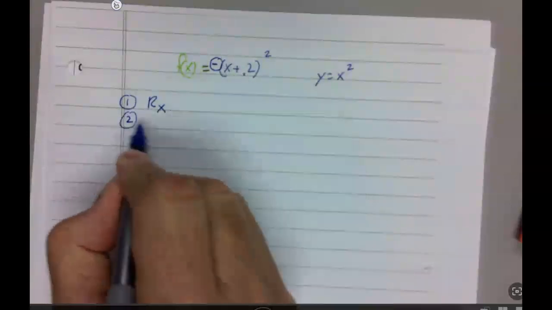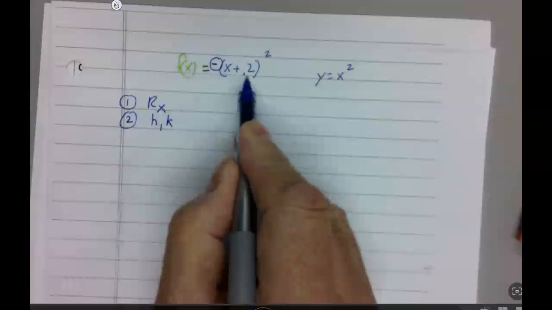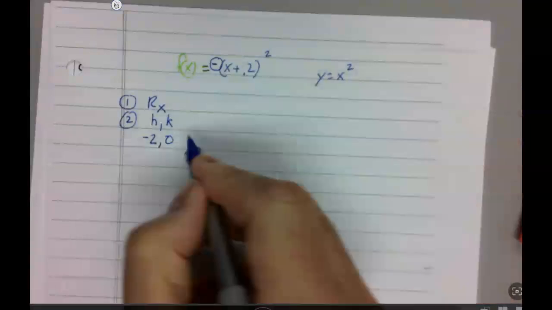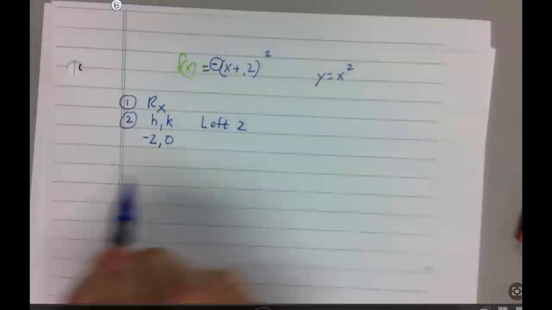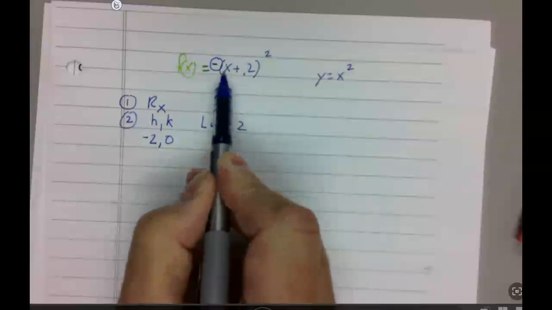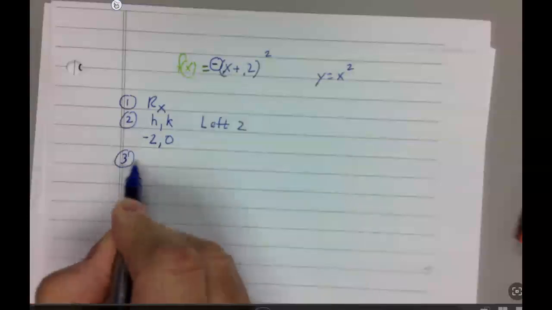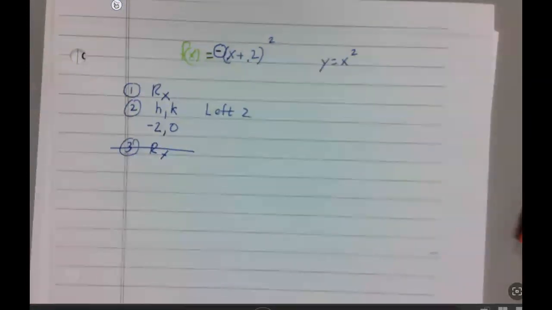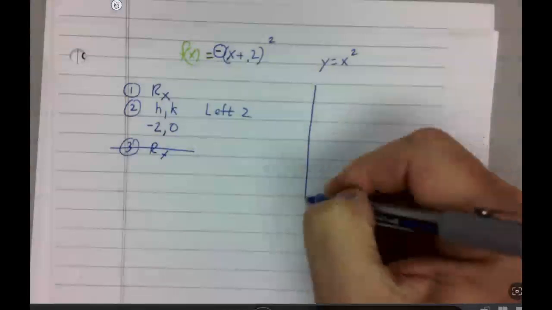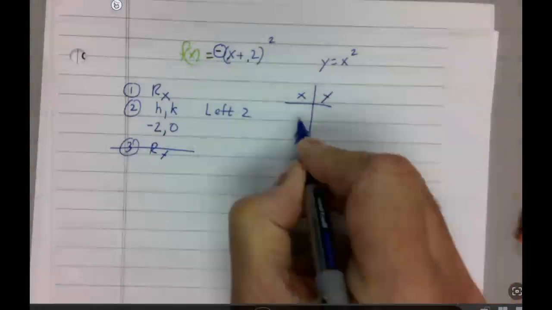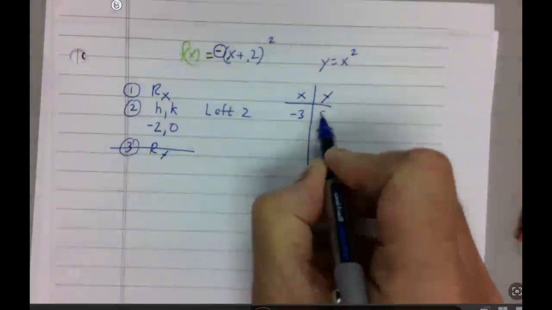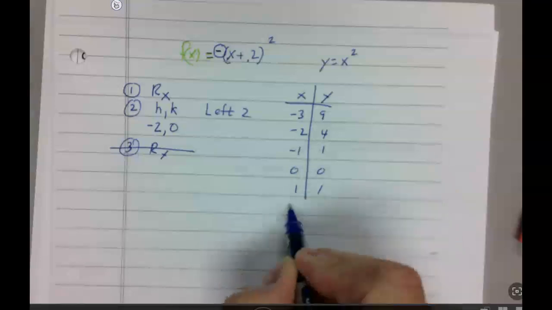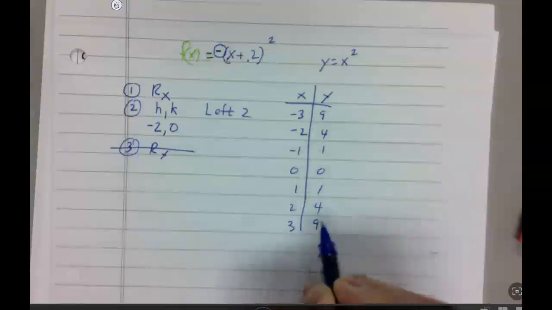Step 2. H, K. What's H? -2, correct? What's K? 0. So I would go left 2, correct? Is there a negative in front of the X? No. So that means there is absolutely no reflecting across the Y-axis. Does everybody see where I'm at now? So here's your parent function, correct? -3 squared is 9, -2 squared is 4, -1, 1, 0, 0, 1, 1, 2, 4, 3, 9.